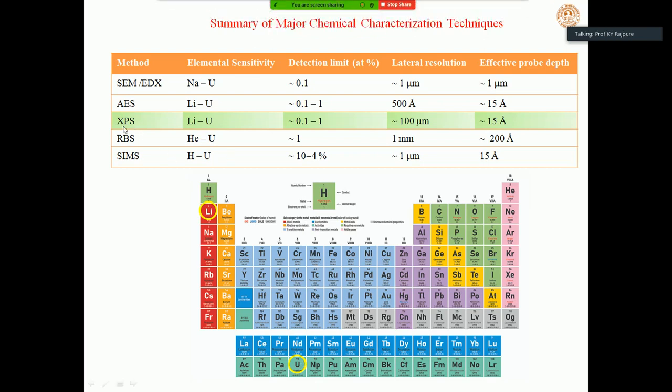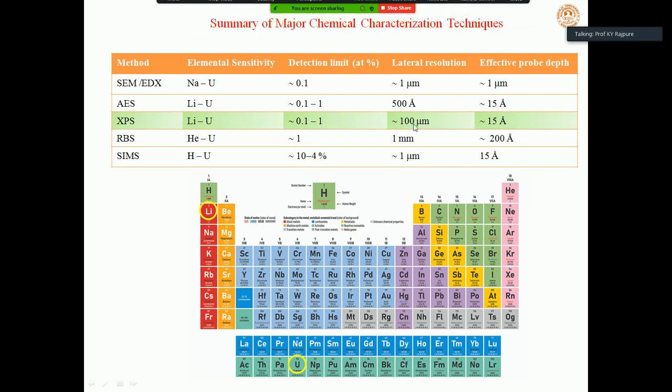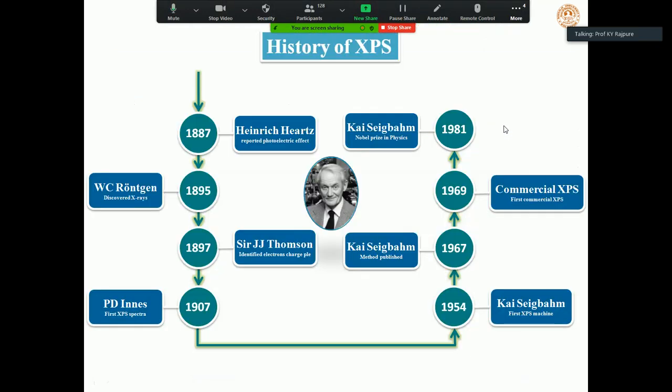With the help of XPS, we can analyze the elements between lithium to uranium. The detection limit is of course 0.1 atomic percent, the lateral resolution is 100 micrometer, and you can go up to 15 angstrom so far as depth of the material is concerned.